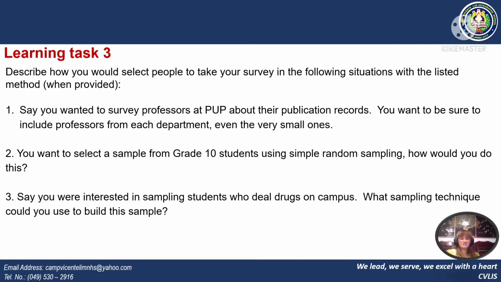For the third learning task, describe how you would select people to take your survey in the following situations with the listed method. 1. Say you wanted to survey professors at PUP Santo Tomas about their publication records. You want to be sure to include professors from each department, even the very small ones. 2. You want to select a sample from grade 10 students using simple random sampling. How would you do this? 3. Say you were interested in sampling students who deal drugs on campus. What sampling technique could you use to build this sample?